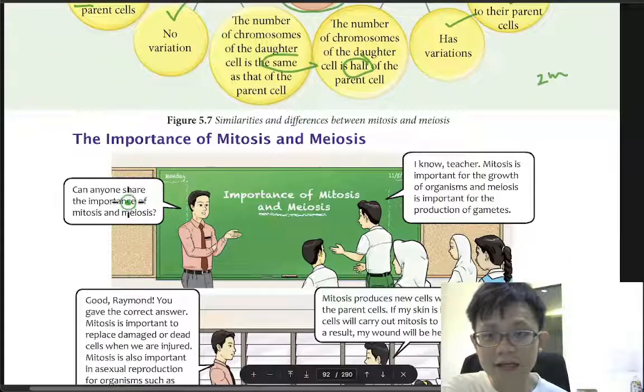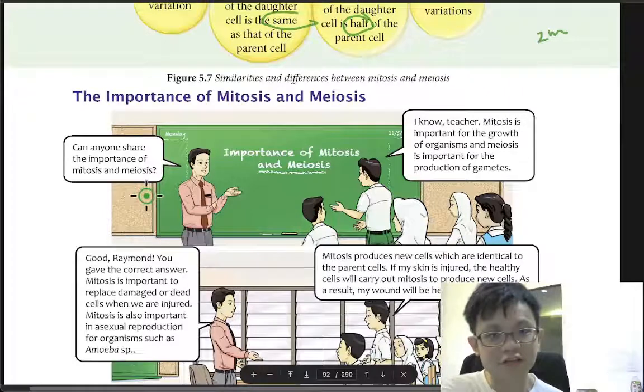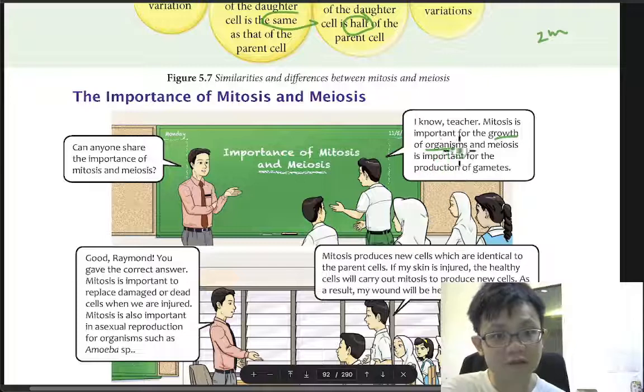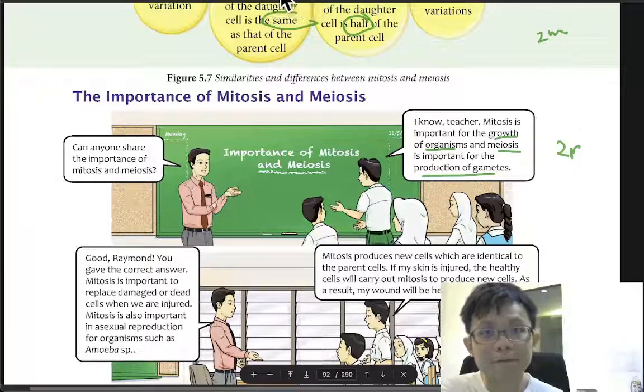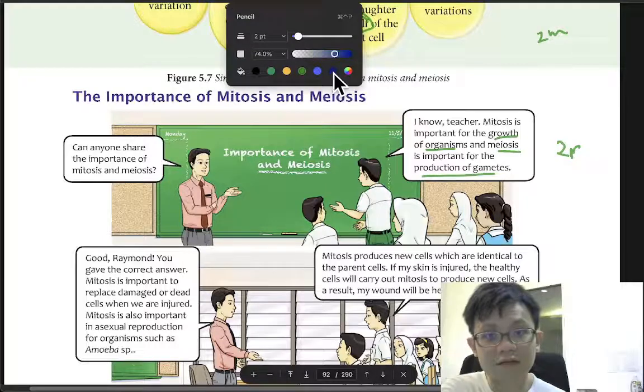Okay, can you share the importance? So this is what the teacher should say. Can you share the importance of meiosis? Okay, yes, mitosis is important for the growth of organisms. Meiosis is for the production of gametes. Very good. So you get 2 marks for this one. Clap, clap, clap.